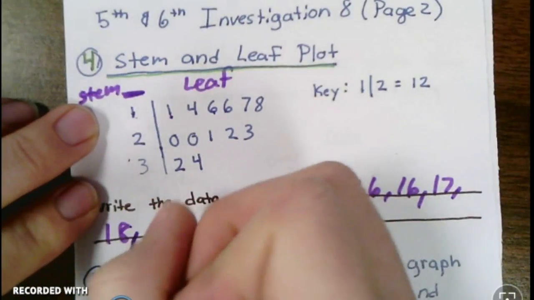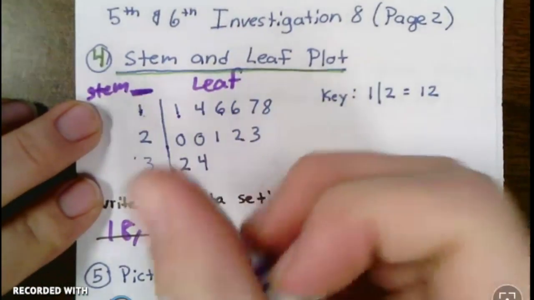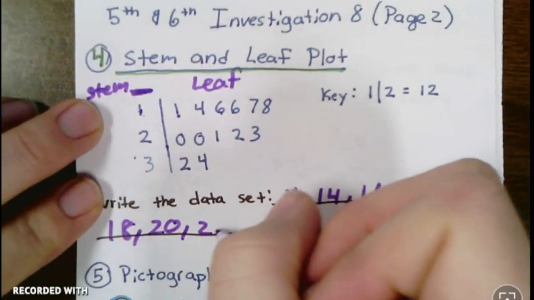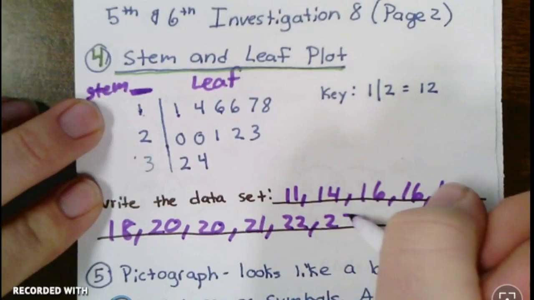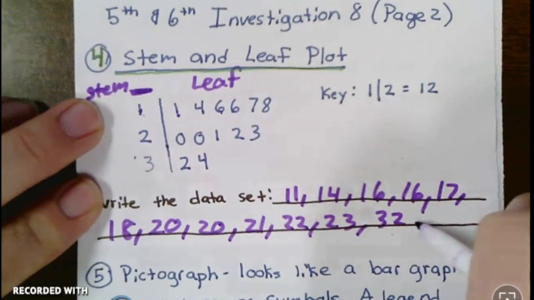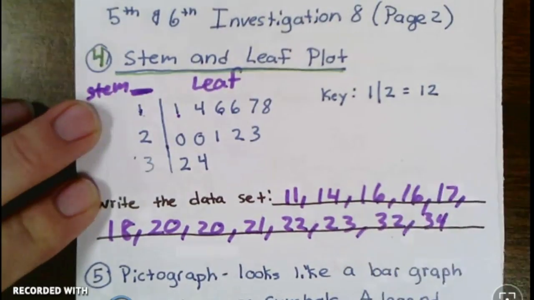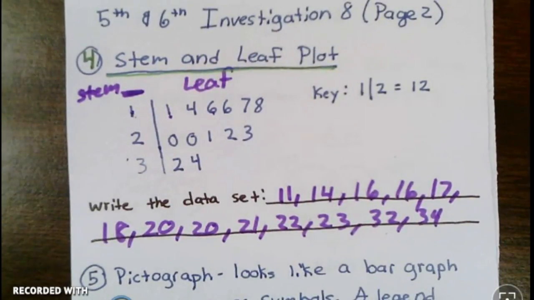Then 18. Now we go to the next column. A 2 and a 0 is 20. Then 20 again, 21, 22, 23, and 32, and 34. And there's our data from the stem and leaf.